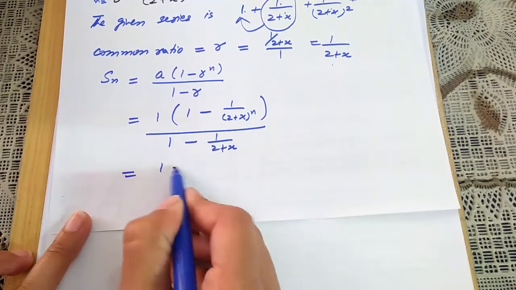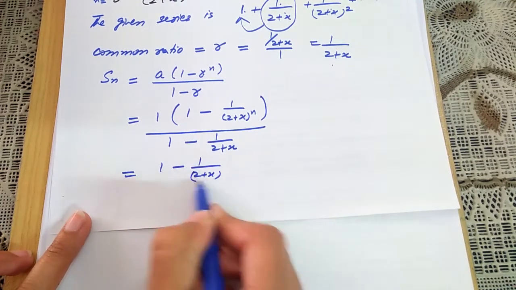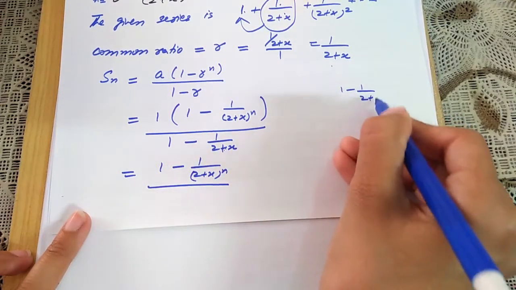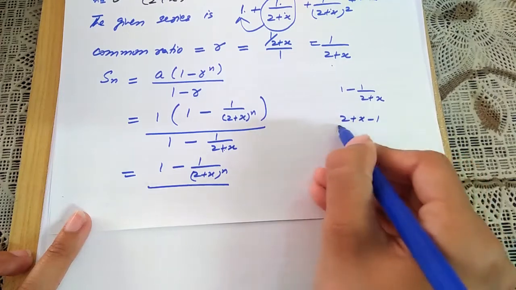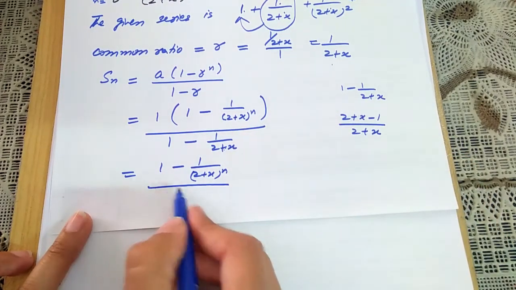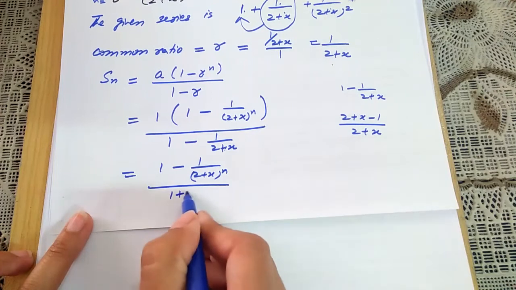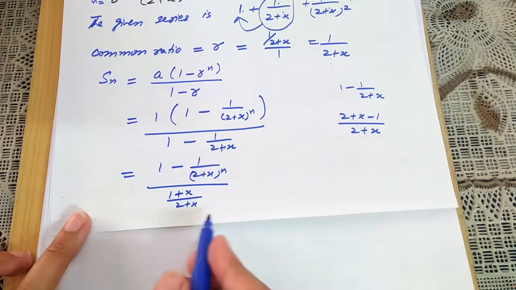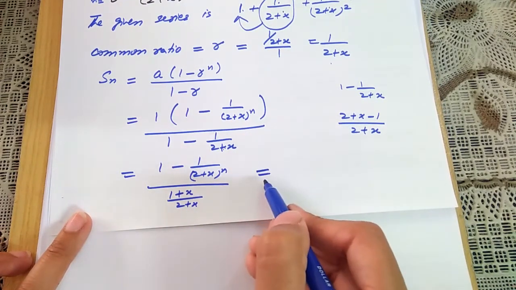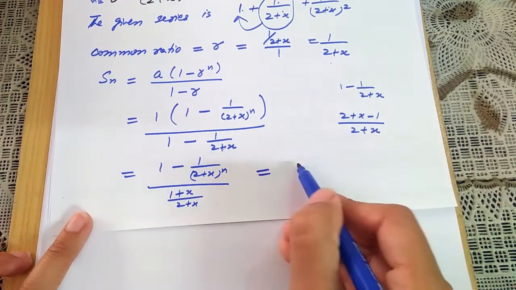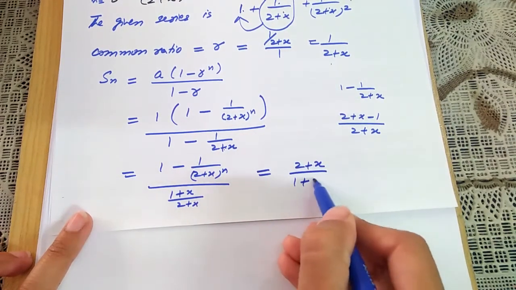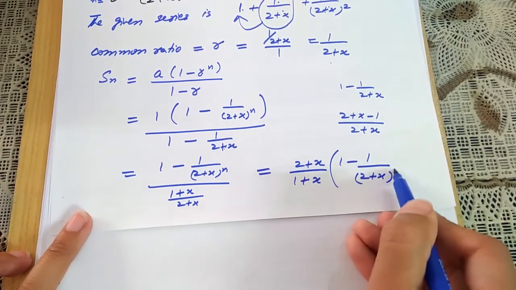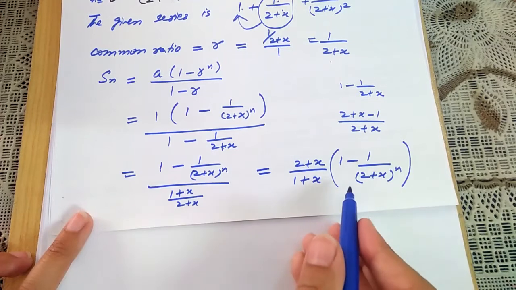You will get 1 minus (1 over 2 plus x) raised to power n divided by, just take the LCM here, 1 minus 1 over 2 plus x will be (2 plus x minus 1) over (2 plus x). So here you will get (1 plus x) over (2 plus x). Now this can be written as (2 plus x) over (1 plus x) into (1 minus (1 over 2 plus x) raised to power n), like this. You can write it like this.